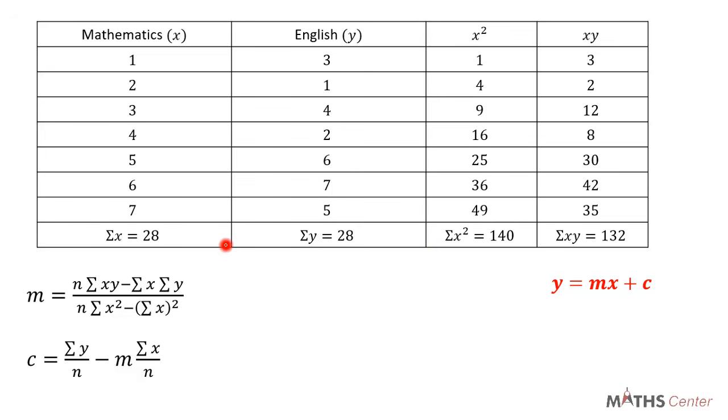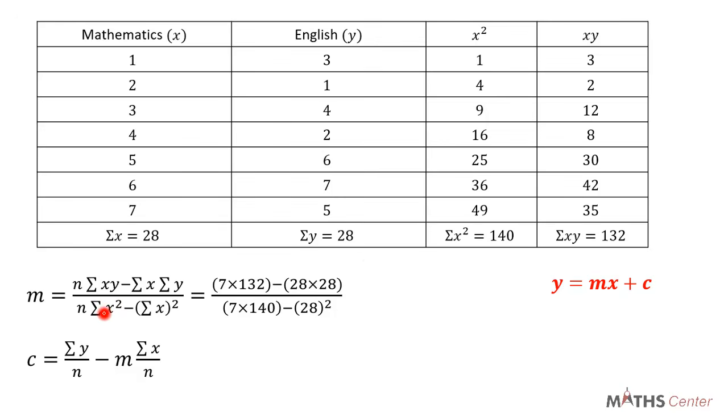Now we will substitute this information into the formula to get the value of m. Remember, n is the number of data points, and we counted them and we had 7, so n is equal to 7. So let's substitute all of that here. On the numerator, we have n sigma xy, so n times sigma xy. n is 7, sigma xy from the table is 132, so 7 times 132 minus, we have sigma x times sigma y. Sigma x is 28, sigma y is 28. So that will be minus 28 times 28 divided by, n is 7.